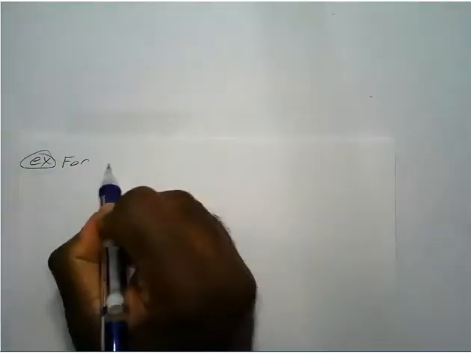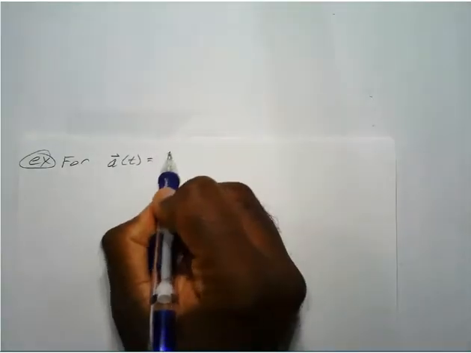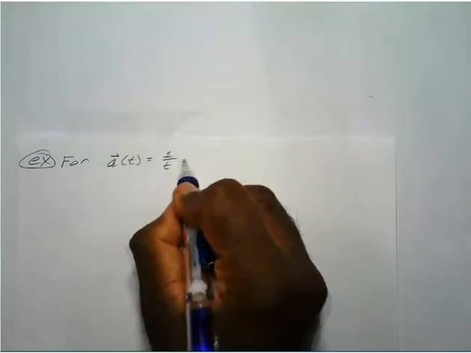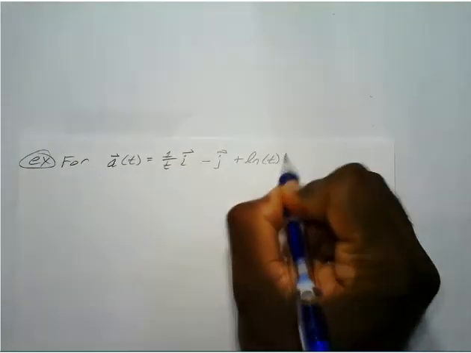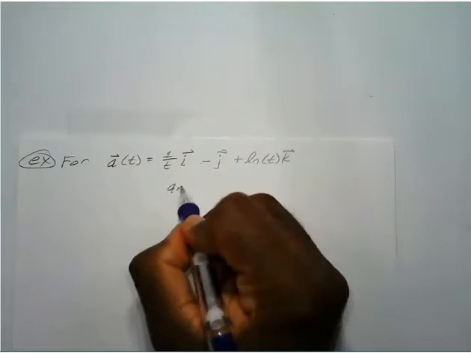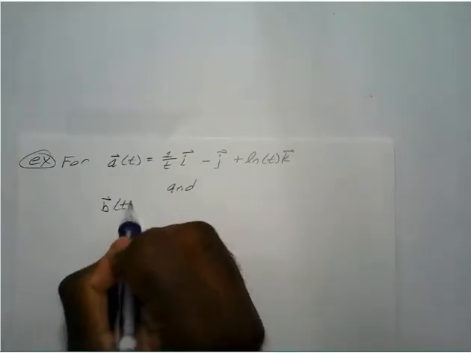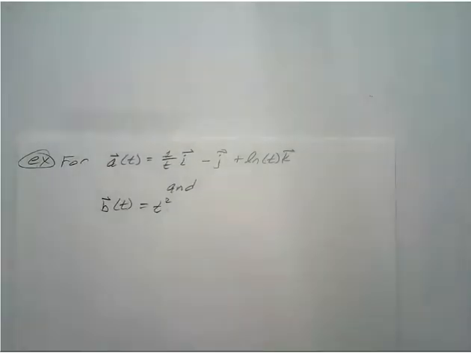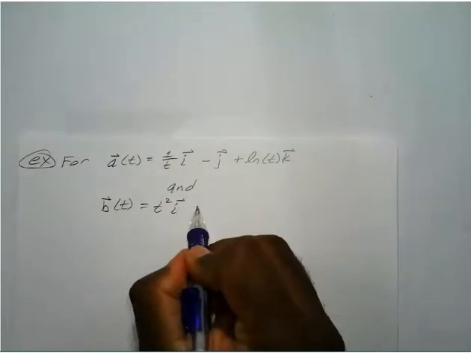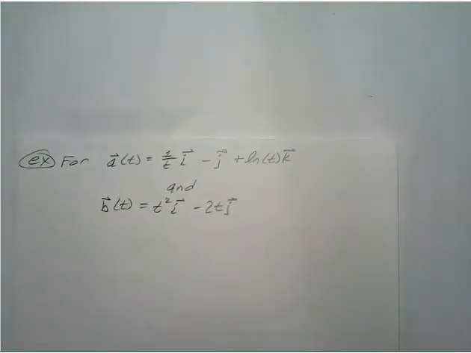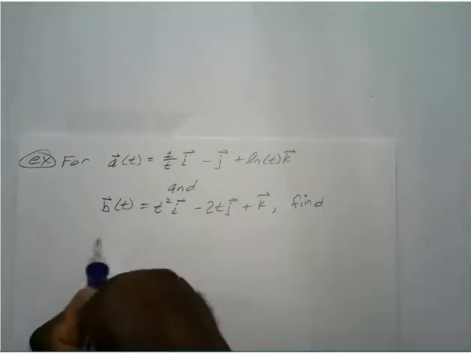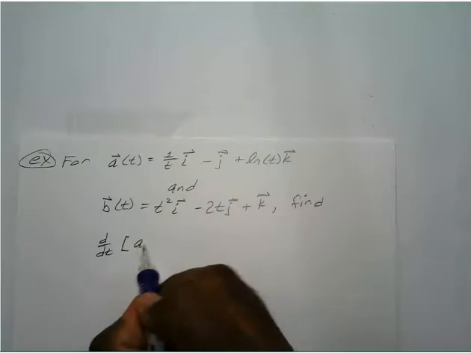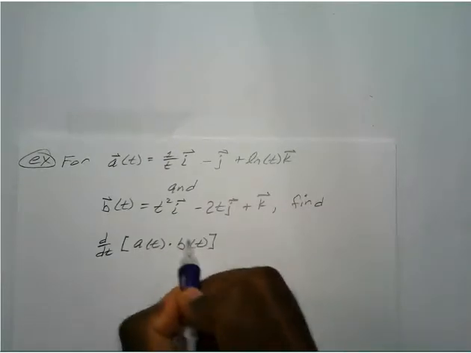All right, so let's say, for example, a of t equals 1 over t times the i vector minus your j vector plus natural log of t times your k vector. And let's say your b of t is equal to t squared times your i vector minus 2t times your j vector plus your k vector. What if we wanted to find the derivative of the dot product of your a and b vector?